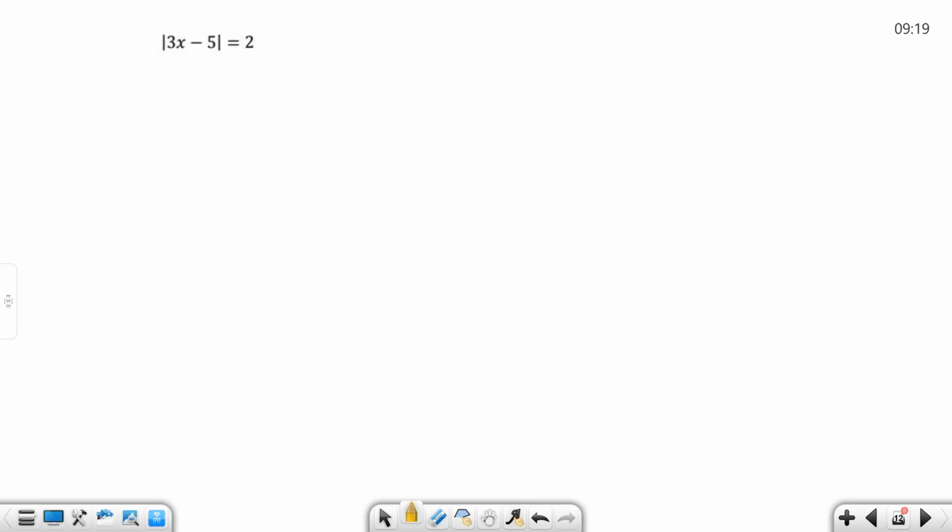That's right, two equations, because absolute value equals a positive number. Okay? So that means two equations. What are my two equations? 3x minus 5 equals 2, or what? Or 3x minus 5 equals negative 2. Remember, we never change the 3x minus 5. Never change the 3x minus 5.